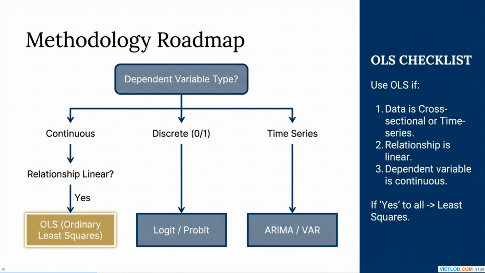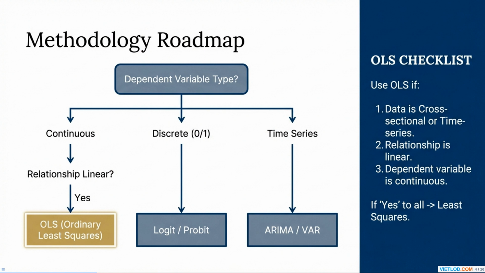If your dependent variable is continuous, meaning it can take any value within a range, and the relationship you're modeling is linear, then ordinary least squares, or OLS, is the appropriate method. As highlighted in our OLS checklist, this method is ideal when your data is cross-sectional or time series, the relationship is linear, and the dependent variable is continuous.